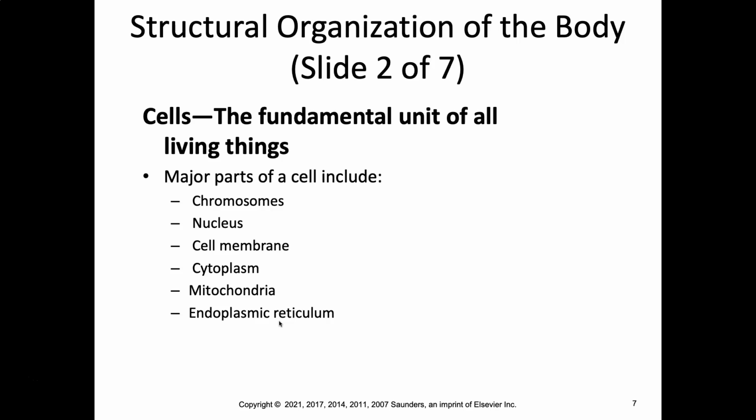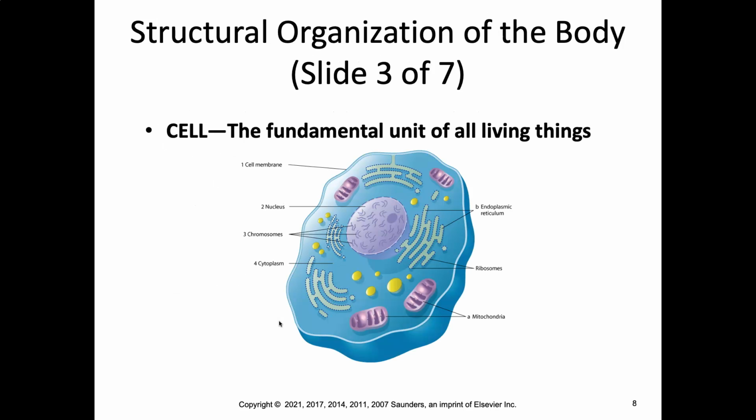The major parts of a cell include chromosomes, nucleus, cell membrane, cytoplasm, mitochondria, endoplasmic reticulum. Those are probably terms that you're familiar with from biology, or maybe an anatomy physiology class that you're currently taking or will be taking. I'm not going to go into detail, although your book does cover these in a brief way. We just more want to be aware of the words and their spelling, as well as their pronunciation.